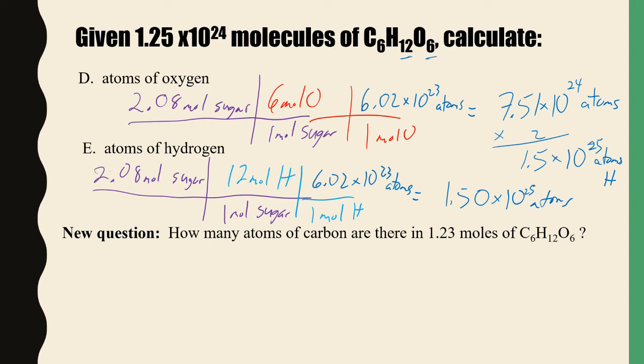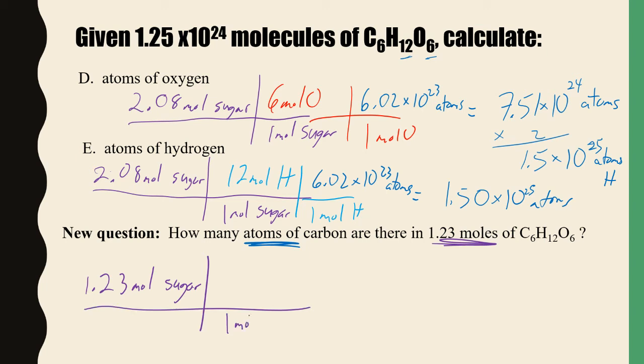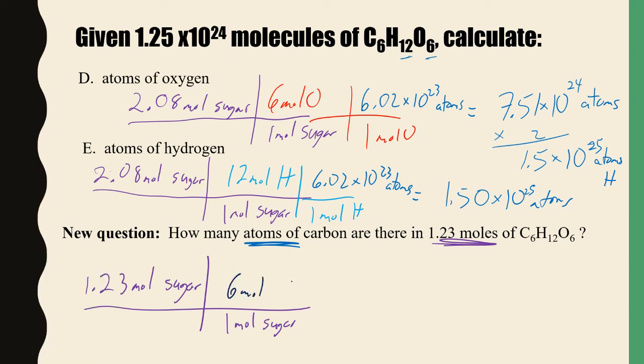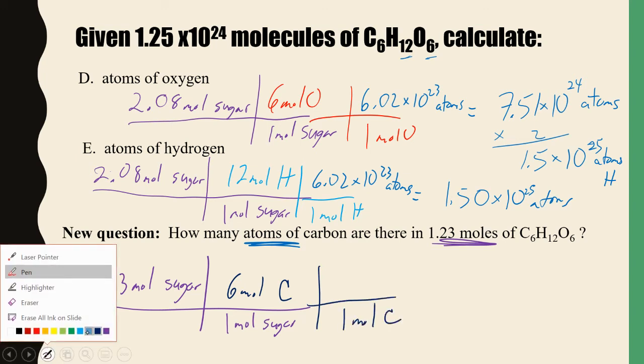All right, so how many atoms of carbon are there in 1.23 moles? So this is a different number of moles, so sort of a different problem. So we have moles and we're trying to get to atoms. So atoms means 6.02 is going to be involved. So we start with the number that's given, the 1.23 moles of sugar. And then for every 1 mole of sugar, there is 6 moles of carbon.